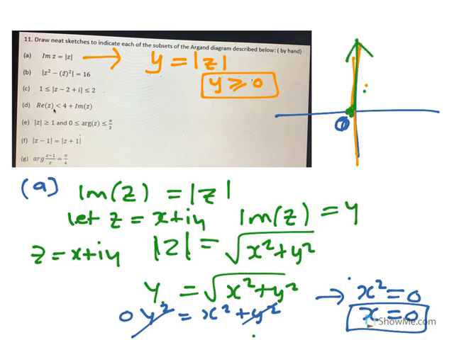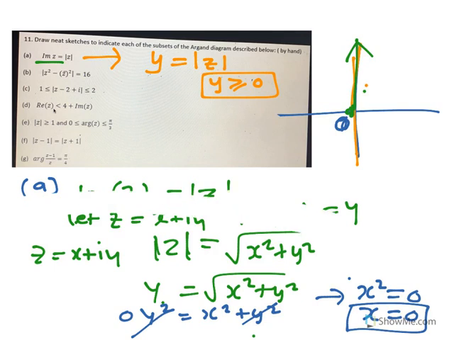Now, if you're unsure about that, it's telling you here that the y value is always equal to the modulus of z. So you've got to restrict the domain.